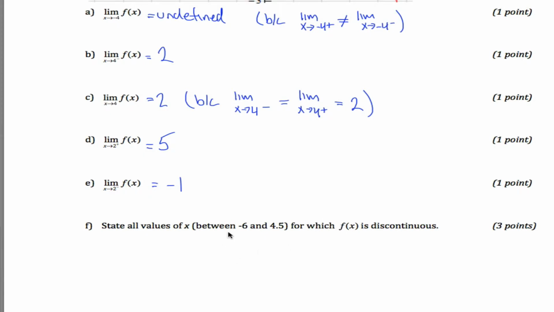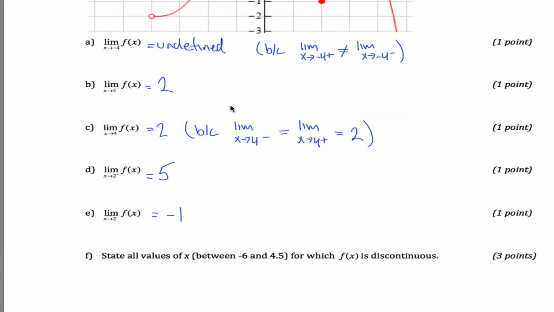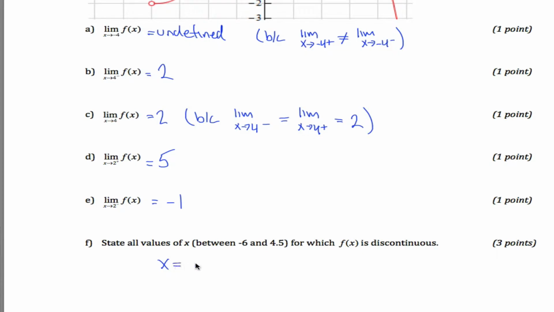Okay, state all values of x between -6 and 4.5 for which f of x is discontinuous. So what you do is you look up here and you figure out where the function has holes or jumps in it. Well, it looks like at -4 it jumps, at 2 it jumps, and then at 4 it has a hole. So my answer would be x equals -4, 2, and 4.